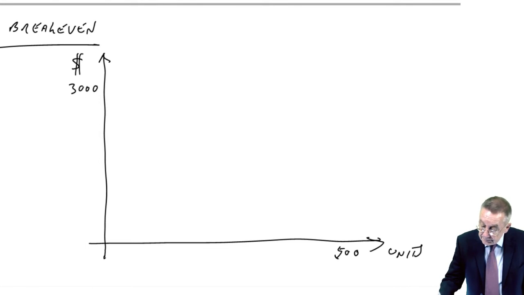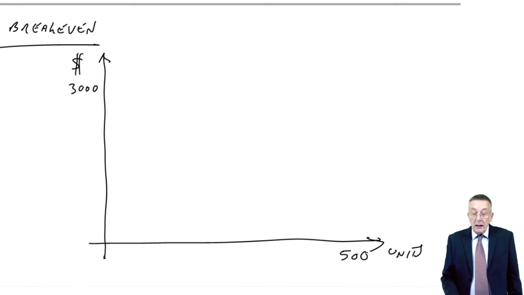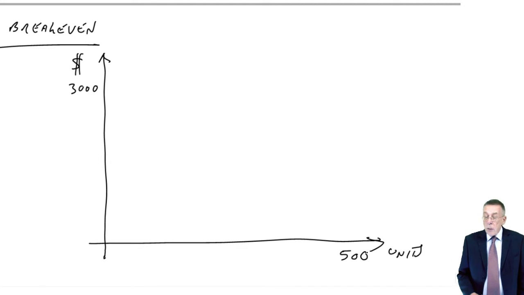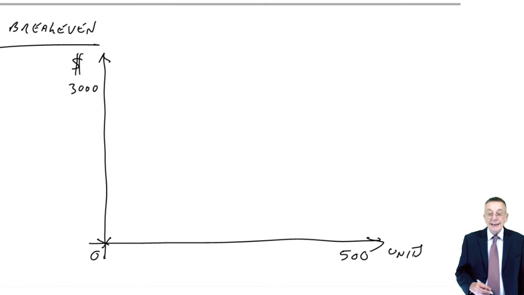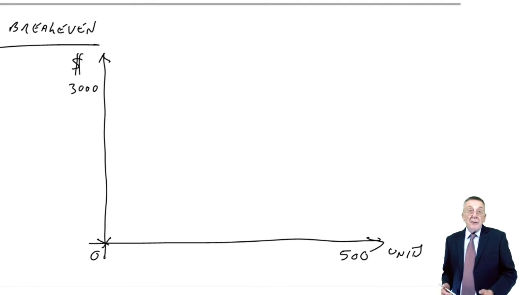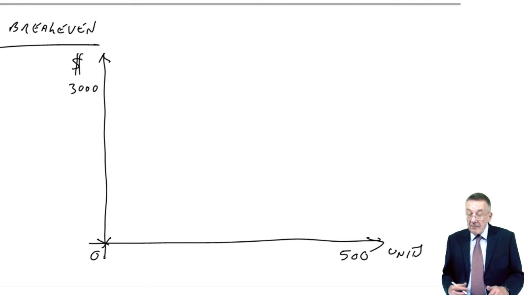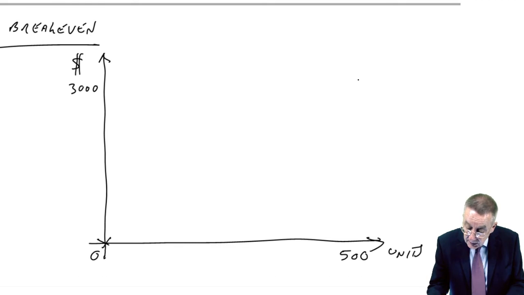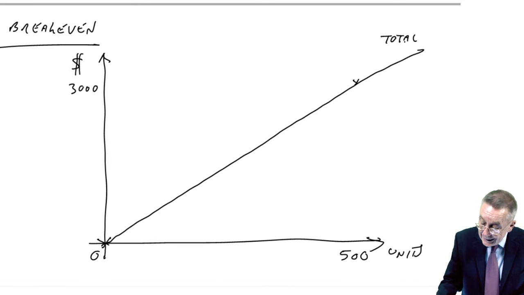But what will we do? First of all, let's draw a graph for the actual revenue. The revenue, obviously, if you sell no units, the revenue is 0. The more units you sell, the more the revenue will be. And if we sell 500 units, the revenue, it was $6 a unit in example 1, and so the revenue, 500 at $6, will be 3,000. So there's our first line, the total revenue.